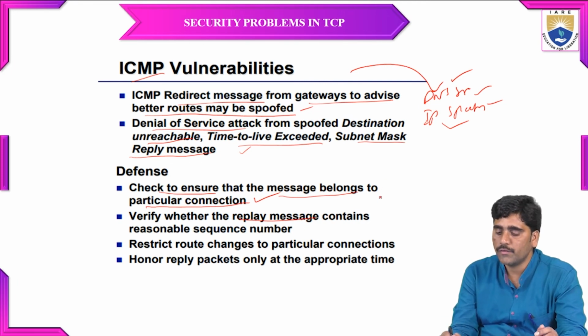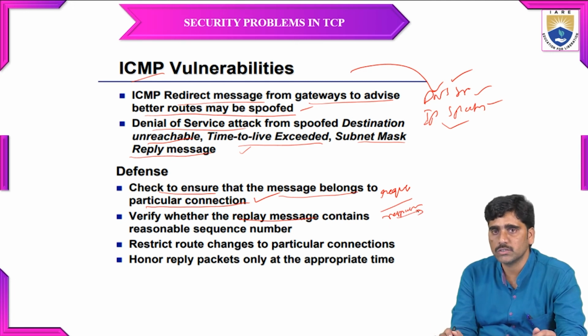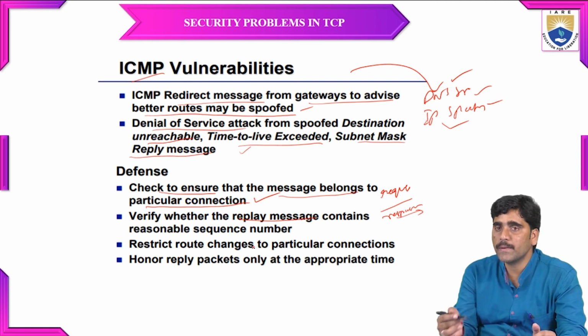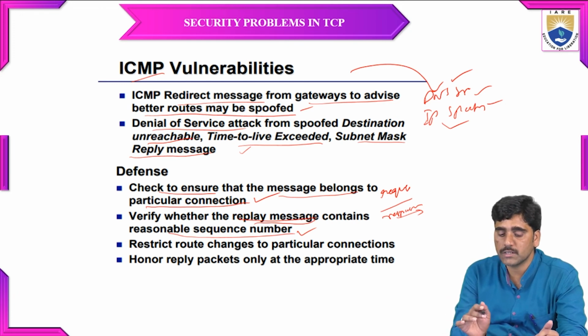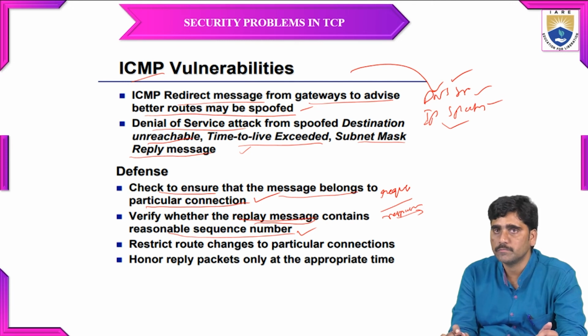That means whenever requests are made, there is automatically a chance to generate response numbers. So for each and every reply message, there is a reasonable sequence number. We need to ensure that the sequence number has to be reasonable.